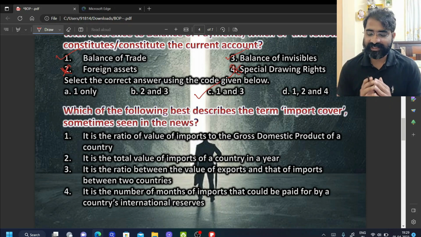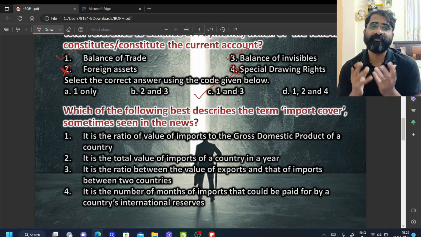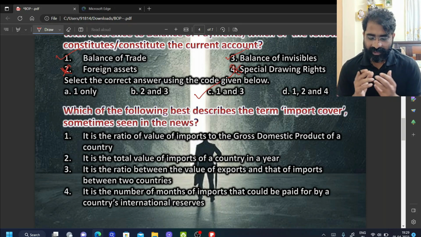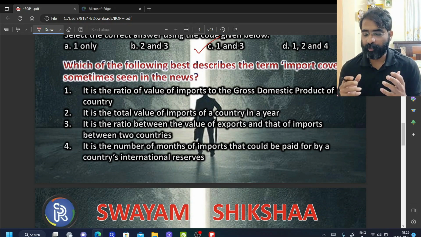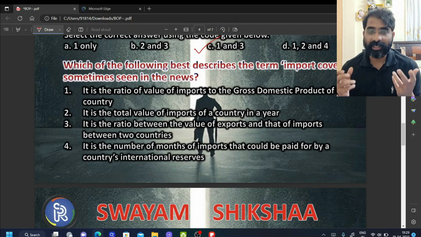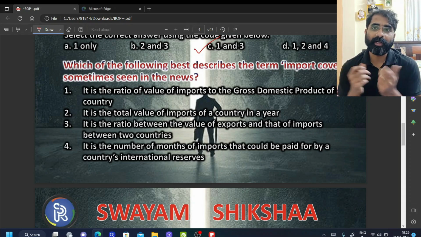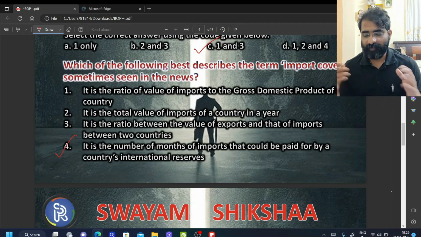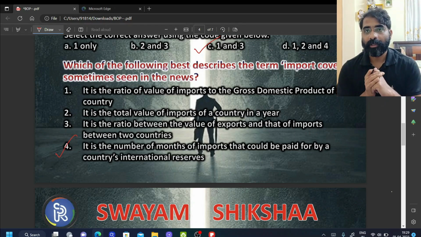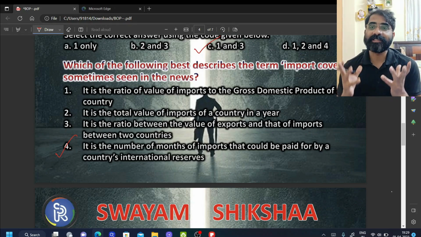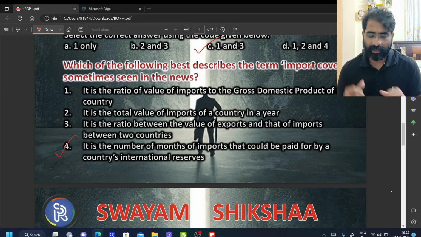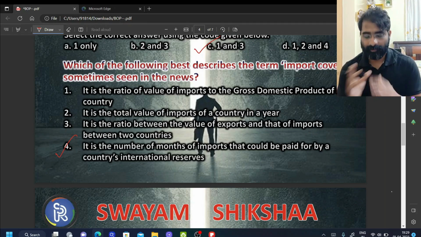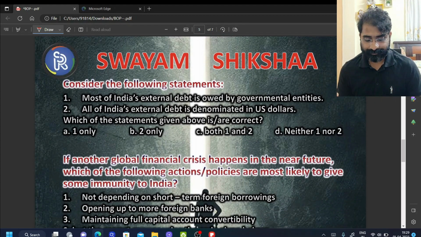Next is which of the following best describes import cover? Improvement of import cover is good. That means it talks about the number of months of import that could be paid from the total reserves we have. It is very important. If you don't have proper reserves, you cannot cover your imports, then we may get into crisis. So here it is the number of months of import that could be paid for by the country's international reserve. You have so much of reserve that you can cover your imports. How many months can you cover? Okay, so that is what is import cover.